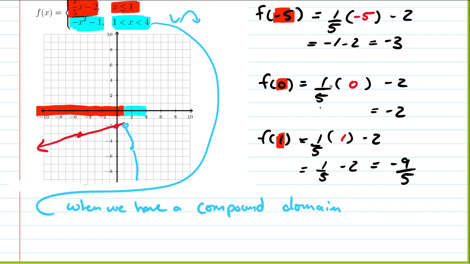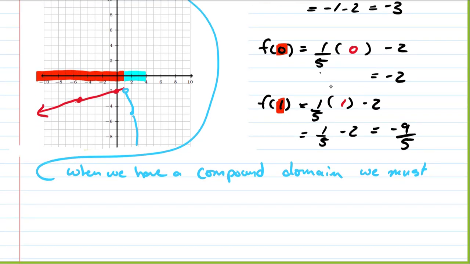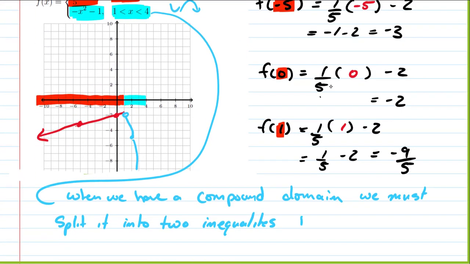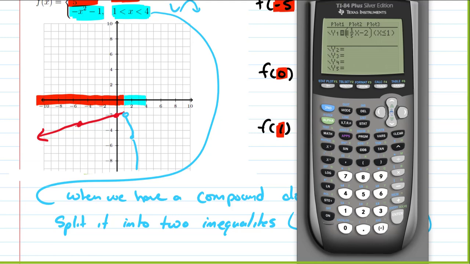we must split into 2 inequalities. So right now it's written as a 3-part inequality, but remember that's just shorthand for the following. 1 is less than x, and x is less than 4. So let's go back to our calculator.